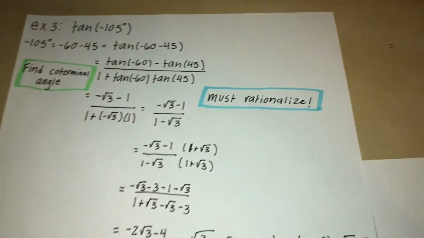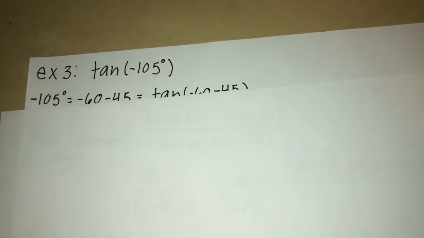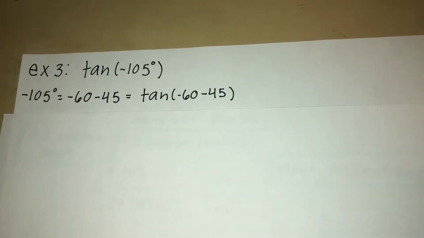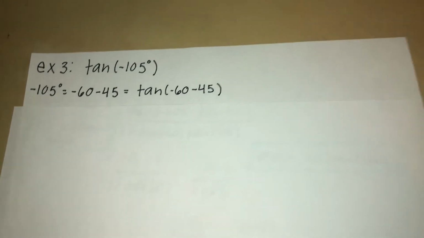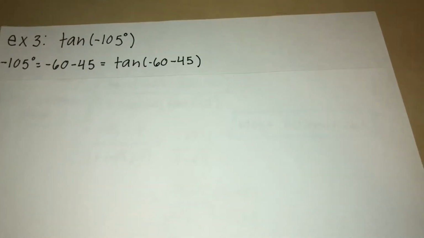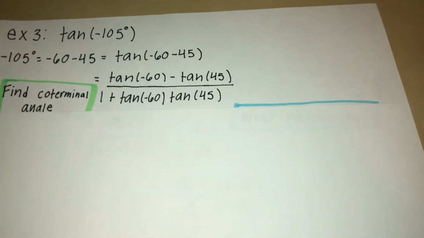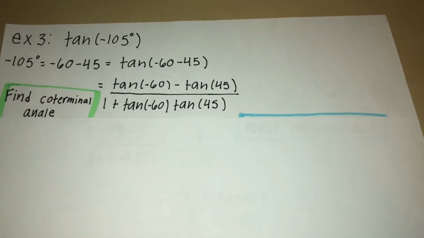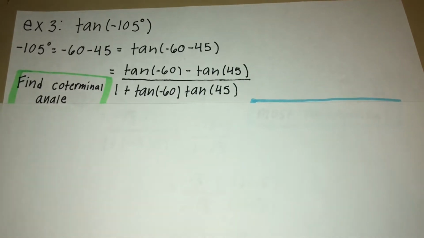So for our next example, we have tangent of negative 105 degrees. And once again, I'm going to separate that into tangent of negative 60 minus 45. And once again, I'm just choosing this because 60 and 45 are just the easiest angles to use for me. So what you're going to do is you're going to put that into your formula, giving you tangent of negative 60 minus tangent of 45 over 1 plus tangent of negative 60 times tangent of 45.